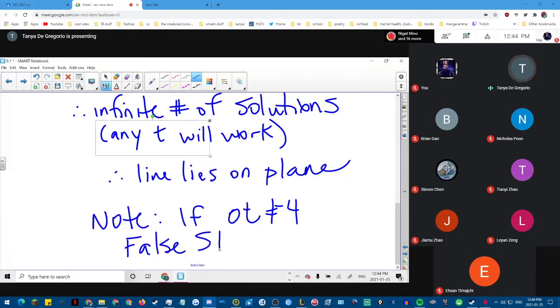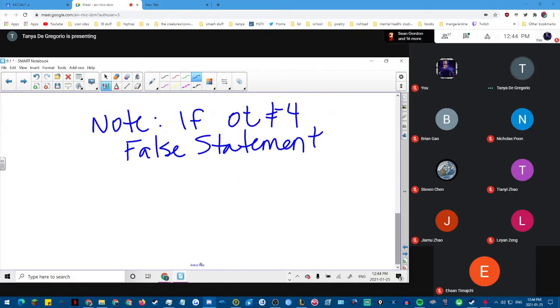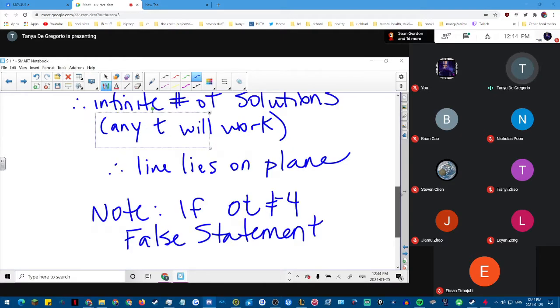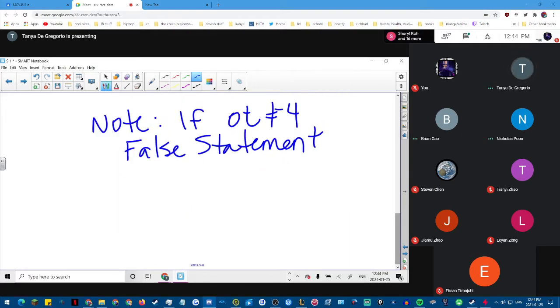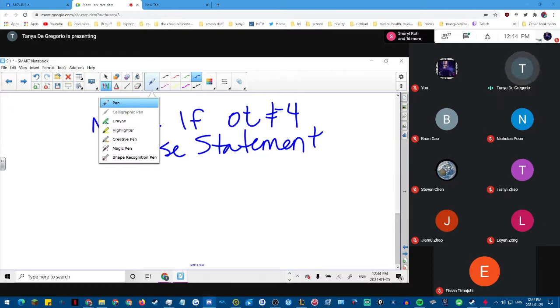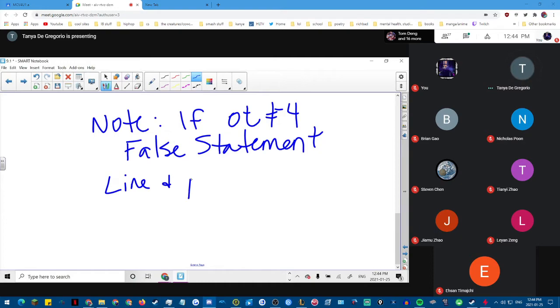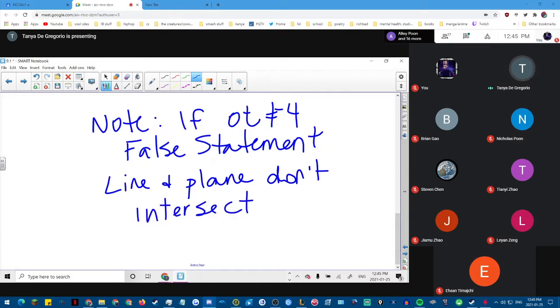So what do you think this means? No value of t that I can ever sub in to make that Cartesian equation work. So what does that mean? Doesn't intersect. Exactly. They don't intersect. Okay. Perfect. This is a false statement. Never true. Good.